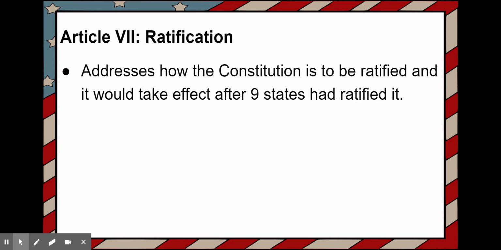Okay, Article 7, ratification. All Article 7 says is that it's going to take 9 states to ratify. Once 9 states ratify the Constitution, then it is put into law. Okay, and that's all it says. It's super simple, and it just says once 9 states of the 13 have ratified this Constitution, then it will take effect. We know that eventually all 13 states ratified at the time, so it was 100%. But once 9 had ratified it, then it immediately became law. Okay, so that is how that happened. That's all Article 7 is about. It's just ratification.